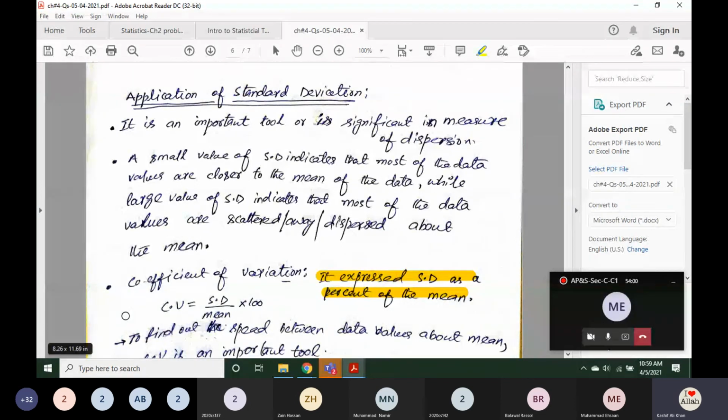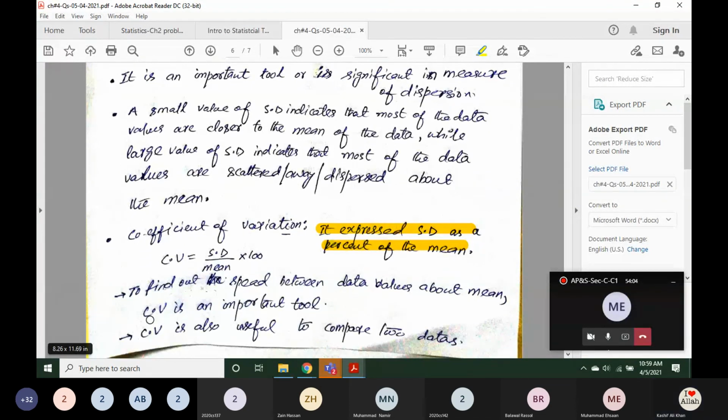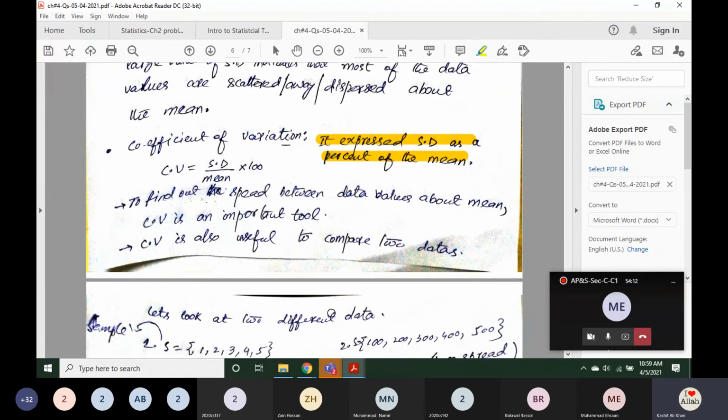To find out the spread between the data values about the mean, coefficient of variation CV is an important tool. CV is also useful to compare two data sets.